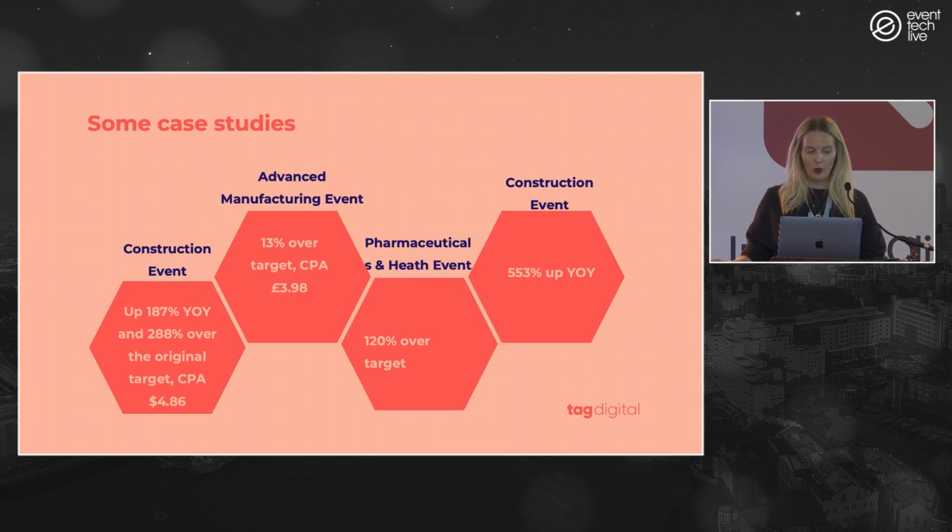So how does all that actually work in the real world? A couple of examples here of some campaigns that we've worked on, and this is since putting in place this kind of digital timeline. One construction event was up 187% year on year, was 288% over their original target. When we're talking about a good cost per acquisition, they had a cost per acquisition of $4.86. For advanced manufacturing, CPA, so cost per acquisition, £3.98. For a pharmaceutical event, 120% over their initial target, and in another construction event, 500% up year on year. So it's really, really powerful, it's really easy to track, and cost per acquisition can be pretty low compared to other channels.